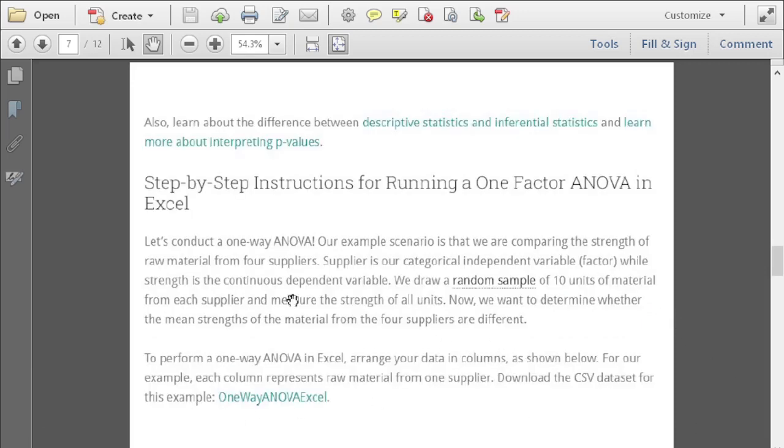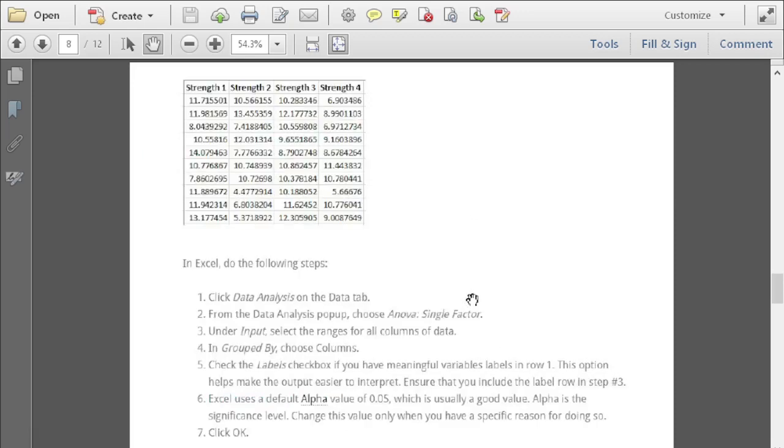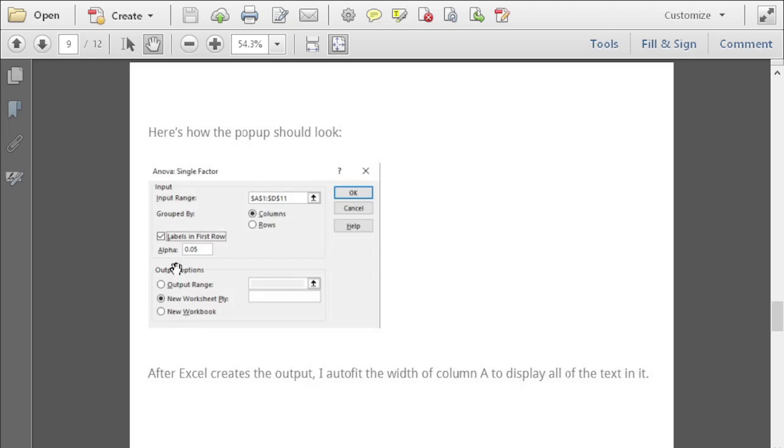Here are the step instructions for running one-way factor ANOVA. I'm going to demonstrate these steps later in my example using Microsoft Excel. And here are some specific steps, and then here is the dialog menu that's going to pop up.